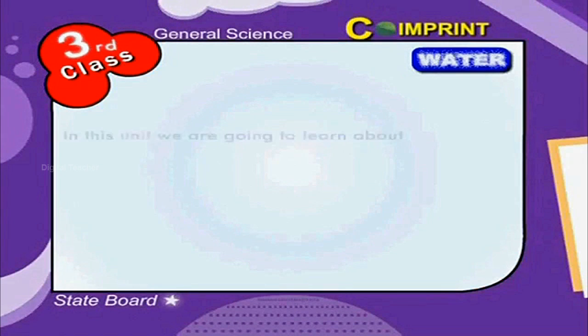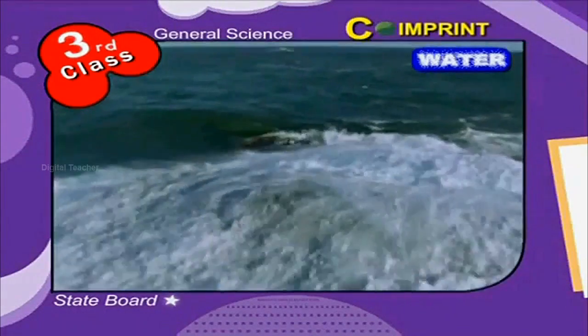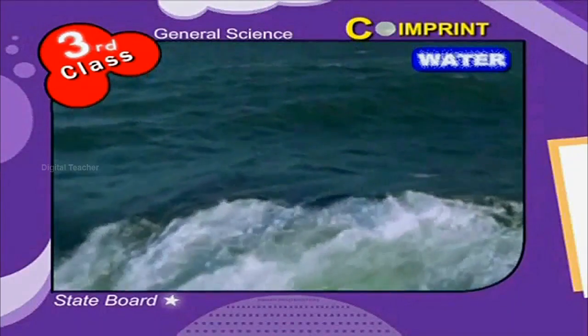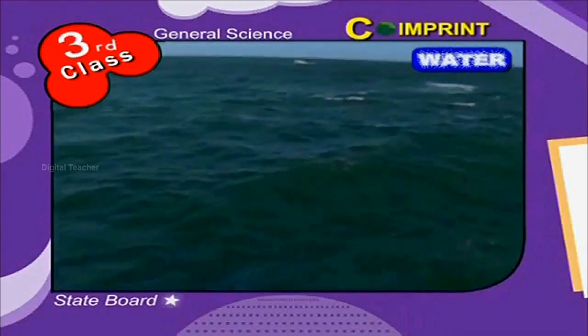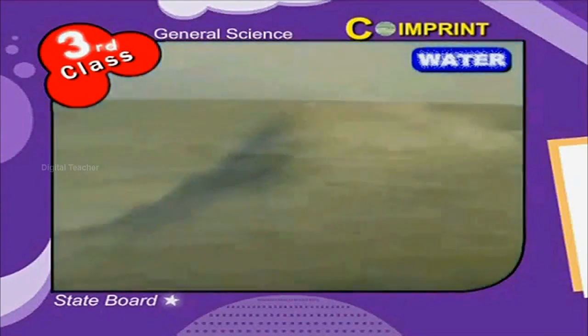Water. Hi children, in this unit we are going to learn about water. Water is essential for all of us. Water covers 3/4 of the earth. We see water in wells, tanks, rivers and seas. All the creatures as well as plants need water.